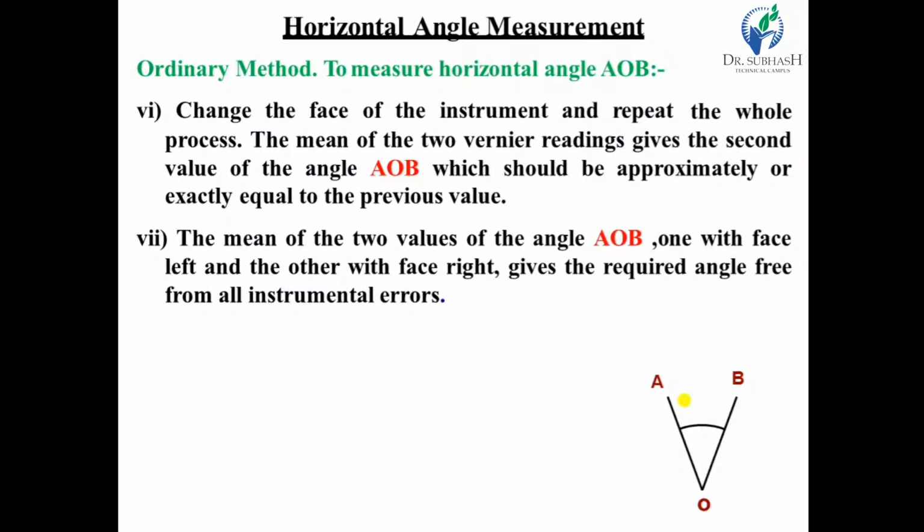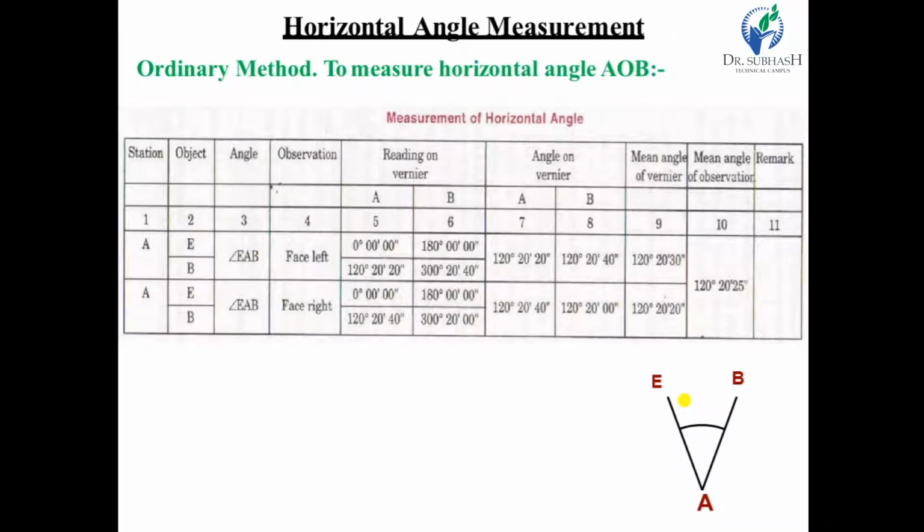After that, we have to change the face and repeat the same procedure we followed previously. The mean of both face readings gives the accurate value of our reading, and their change is not more, so our instrumental error is 0. See in the table that we have taken readings from station A between the objects E and B, angle EAB from face left.